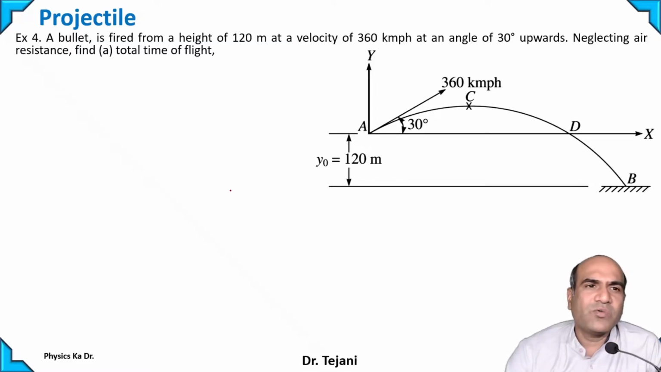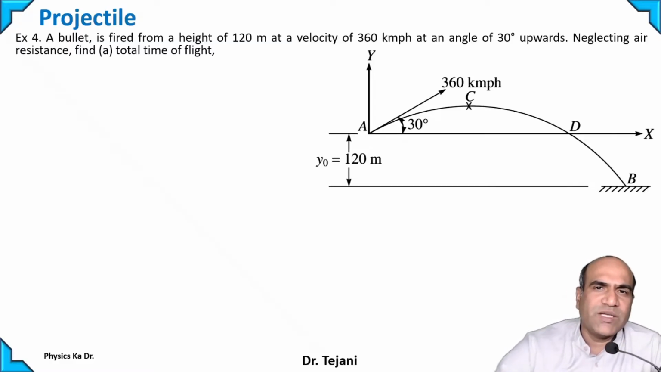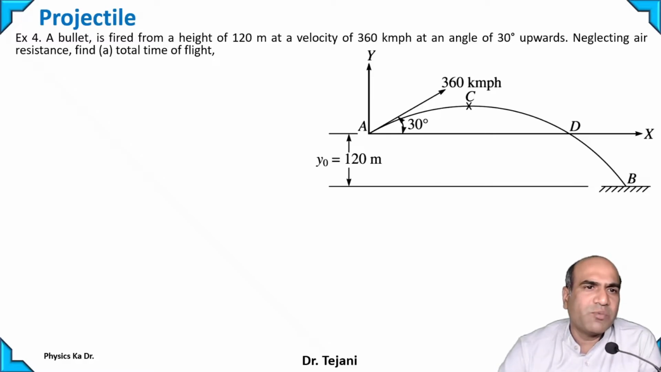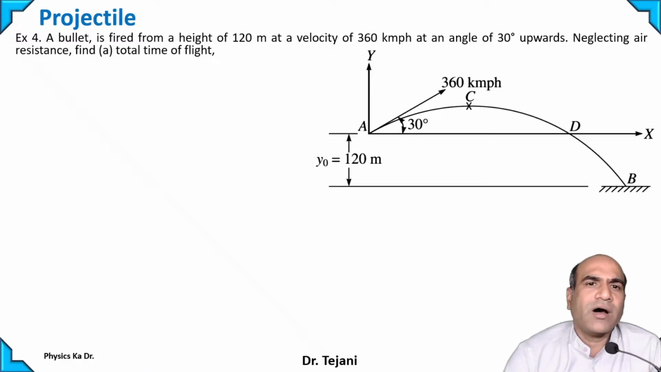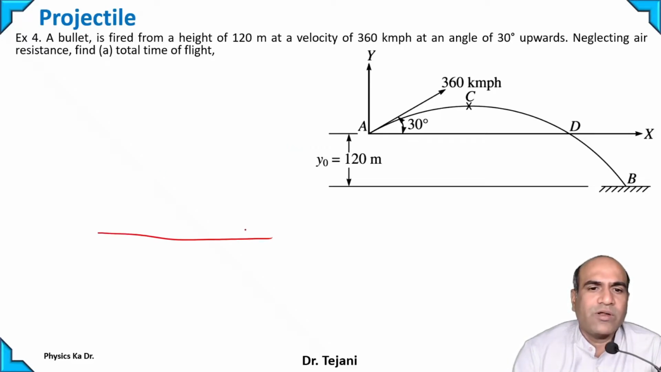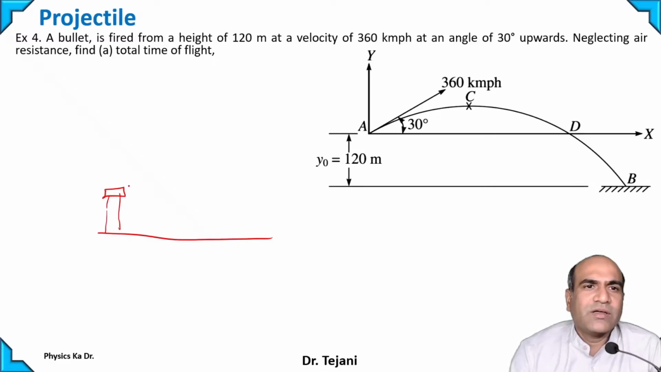We have one more question. Do not see the drawing. Let me just read the question. A bullet is fired from a height of 120 meters. So let us have this as our ground, and one soldier is at some height, and this soldier has fired a bullet. This is 120-meter height.